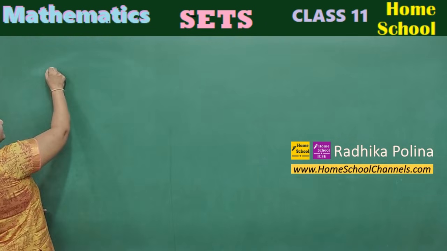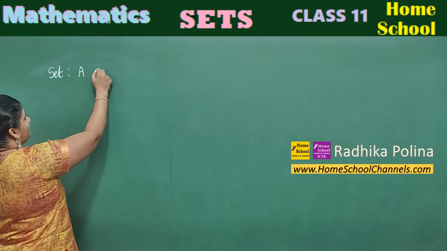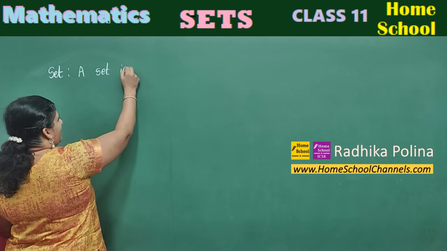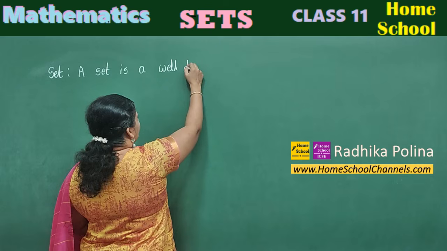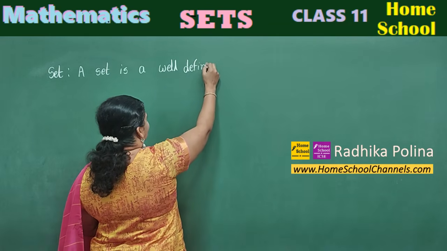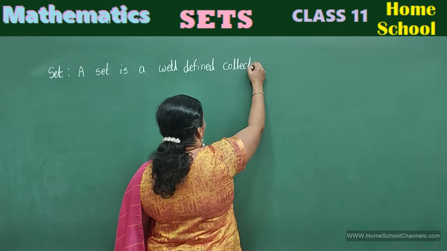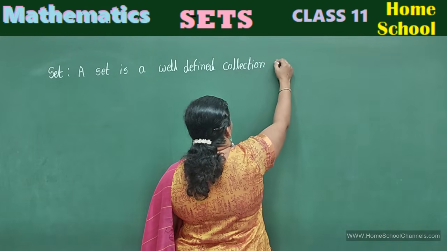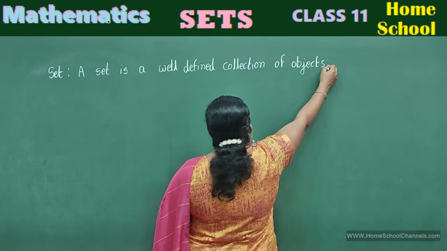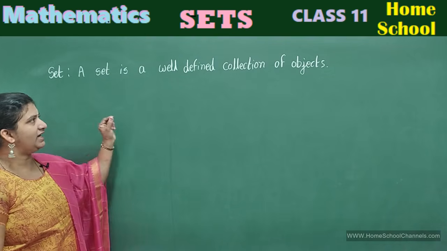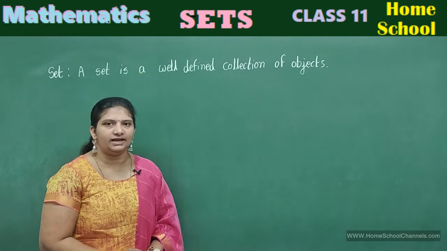What is a set? A set is a well-defined collection of objects. A set is a well-defined collection of objects. First, let us see what is a collection.